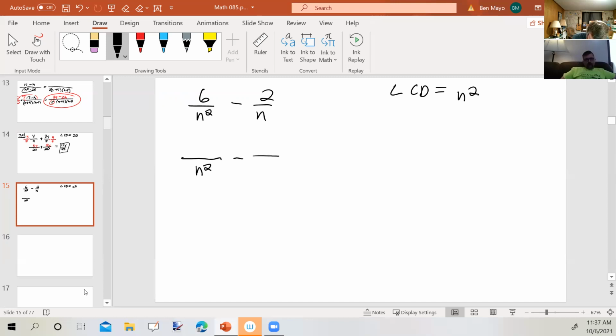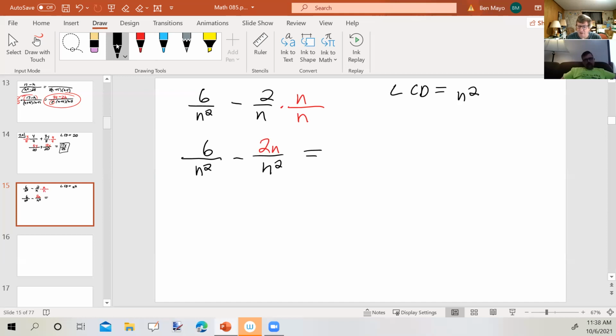So we need to get to here. Well, if it ain't broke, don't fix it. The first fraction, 6 over n squared, stays as 6 over n squared. The second fraction, to get from n to n squared, I need to multiply by n, which means I also need to multiply the numerator by n. So now the new numerator becomes 2n. So 6 over n squared stays as it was, minus 2 over n becomes minus 2n over n squared.